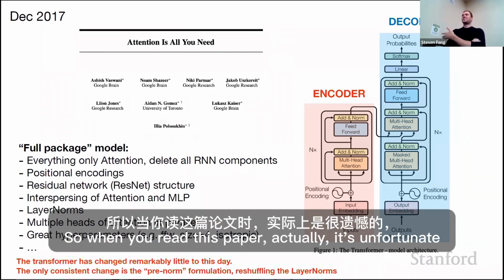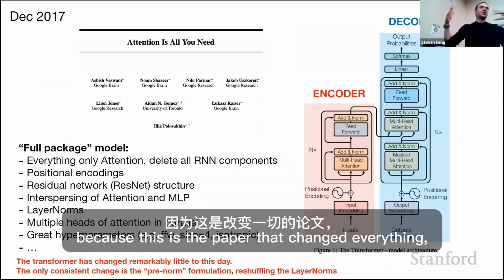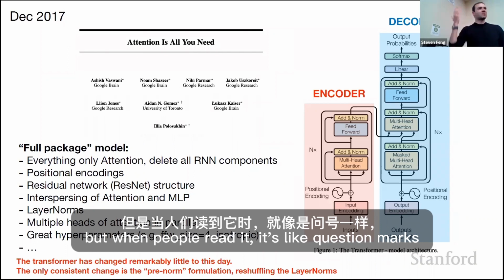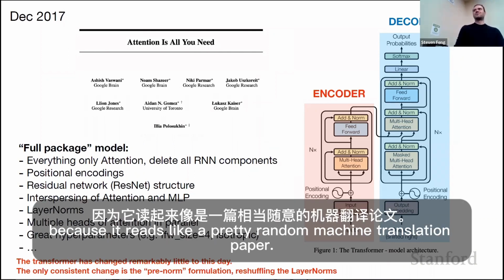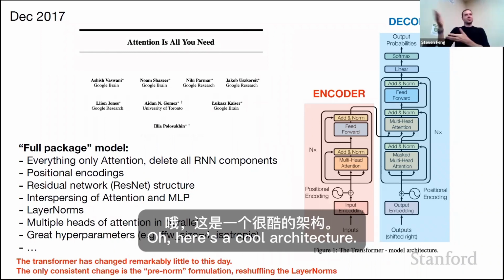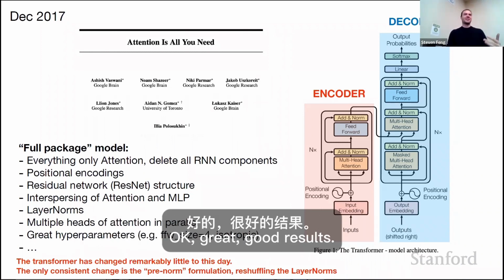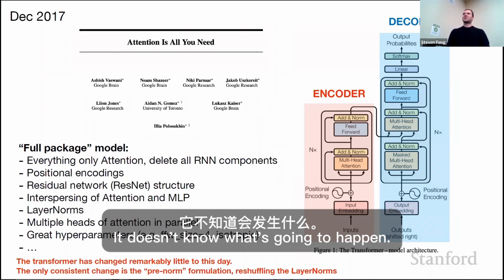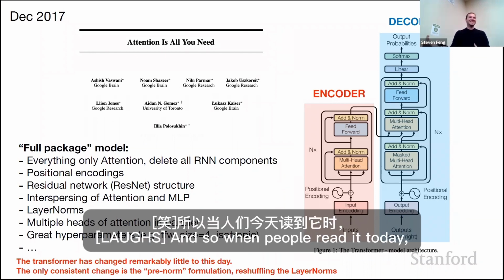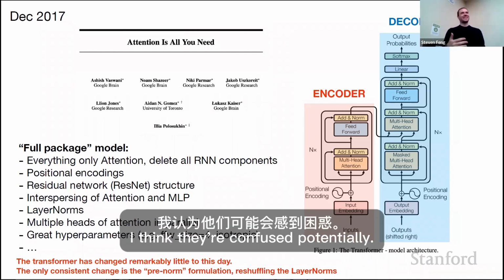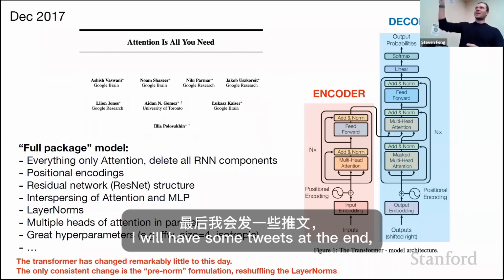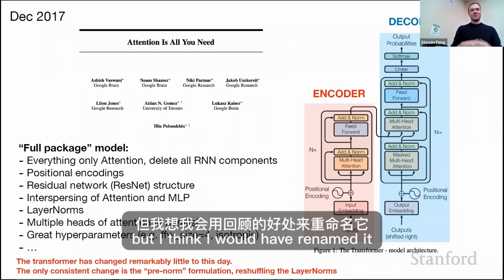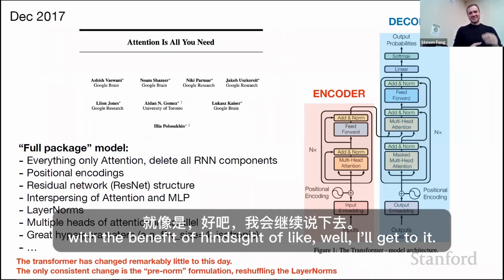So when you read this paper, it's kind of unfortunate because this is the paper that changed everything. But when people read it, it's question marks because it reads like a pretty random machine translation paper. Like, oh, we're doing machine translation. Oh, here's a cool architecture. Okay, great, good results. It doesn't know what's going to happen. And so when people read it today, I think they're potentially kind of confused. I will have some tweets at the end, but I think I would have renamed it with the benefit of hindsight. Well, I'll get to it.